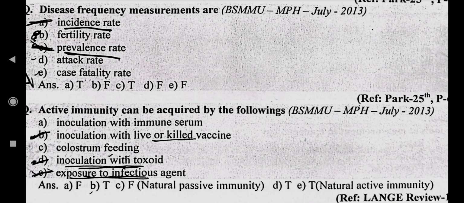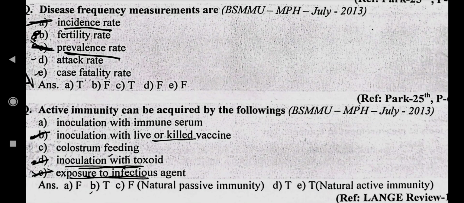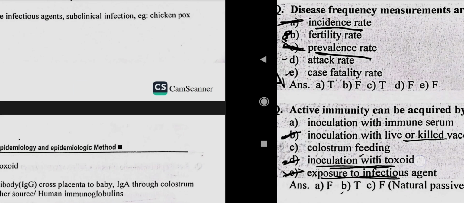Active immunity can be acquired by the following: true answer inoculation with live or killed vaccine, inoculation with toxoid, exposure to infectious agent. False answer inoculation with immune serum, colostrum feeding.